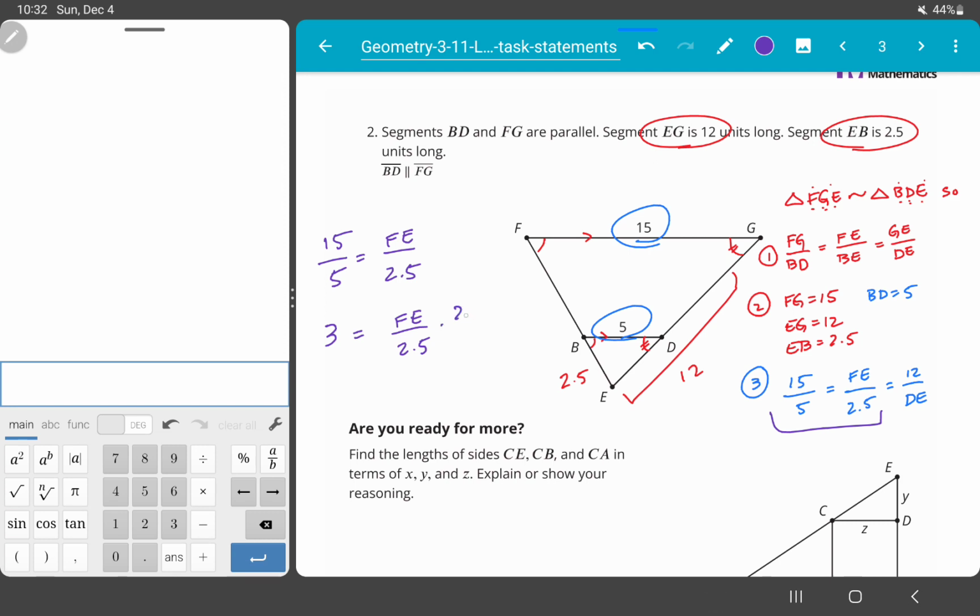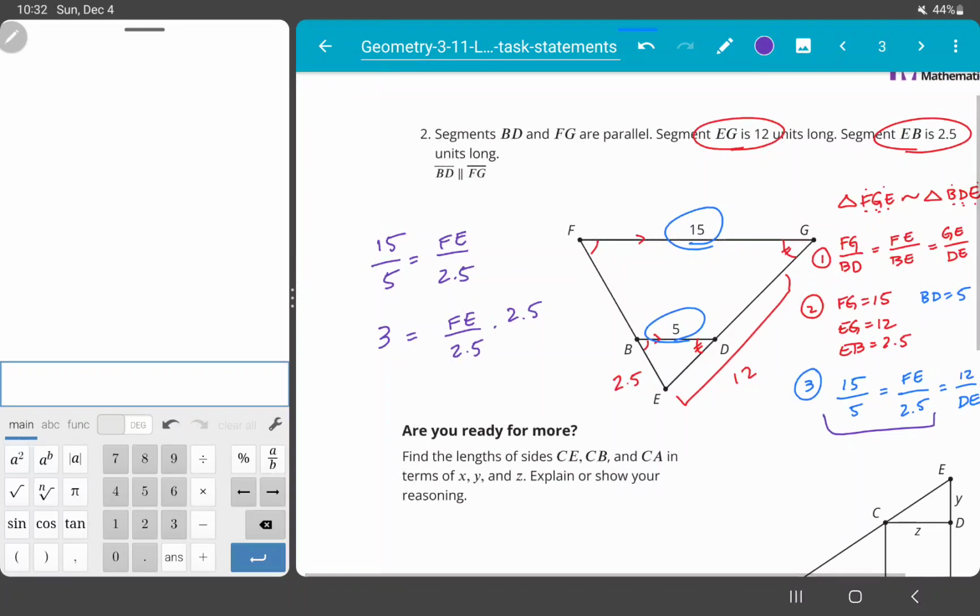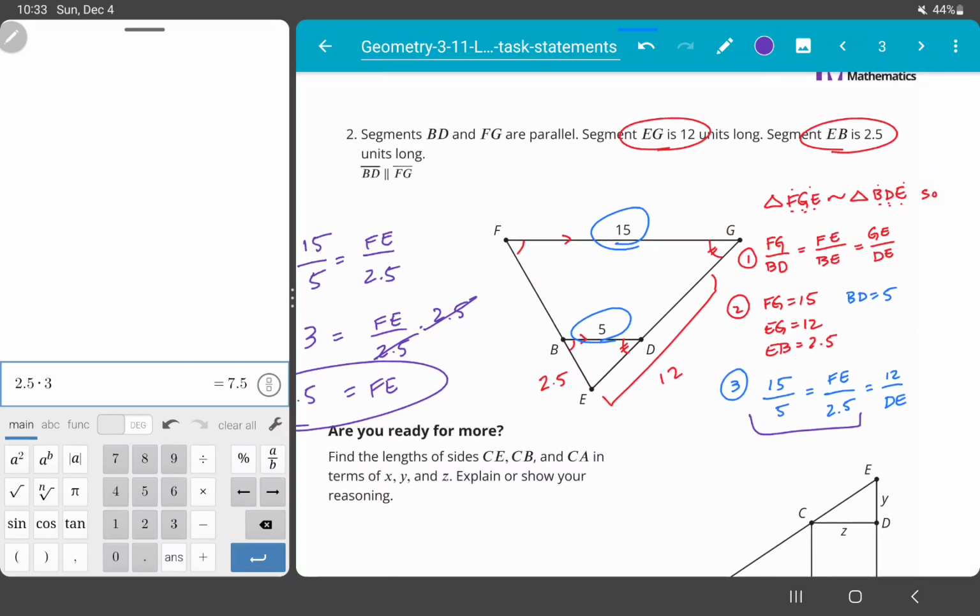So I just need to multiply. Multiply there, and we'll multiply over here. These will cancel, and we'll get the length of FE as 2.5 times 3. So 2.5 times 3, we get 7.5. There's one length.